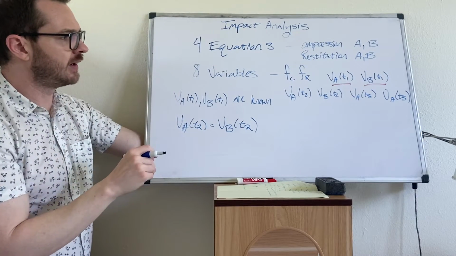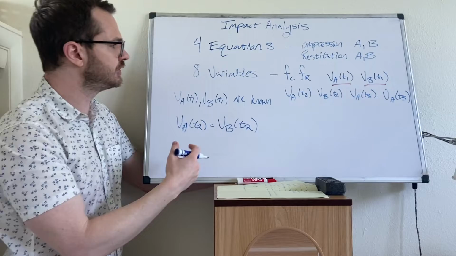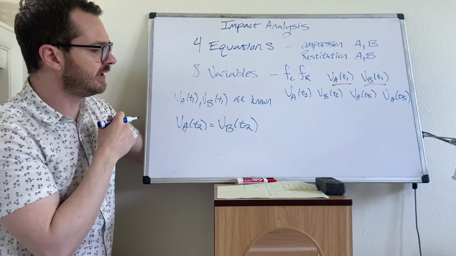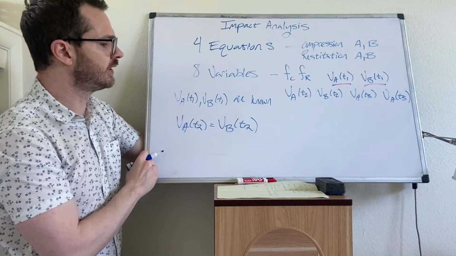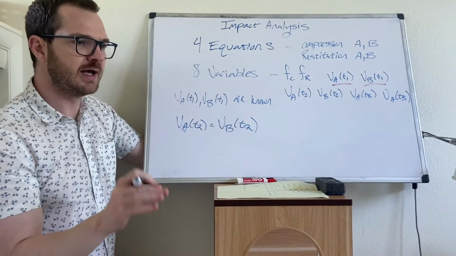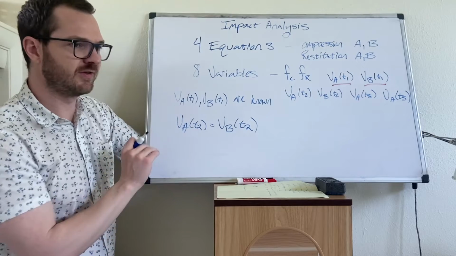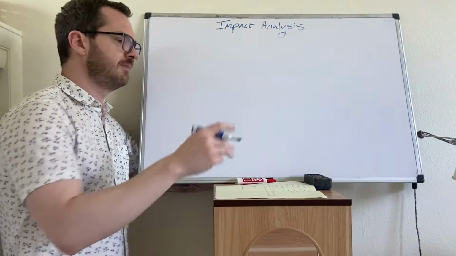At this point, we need some other information to solve this system explicitly. What we're going to do is introduce a new parameter. We call it the coefficient of restitution, and that parameter is going to help us solve this system. What if we made this claim?